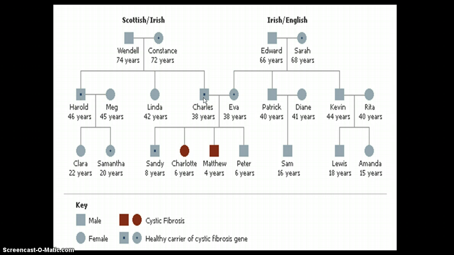But they're carriers, which means that it's an autosomal trait, which means it's carried on chromosomes 1 through 22, and it appears to be a recessive trait, because if we're carrying the trait but we're not expressing it, it means it has to be recessive. So from this, I can tell that this is an autosomal recessive trait, which cystic fibrosis is.